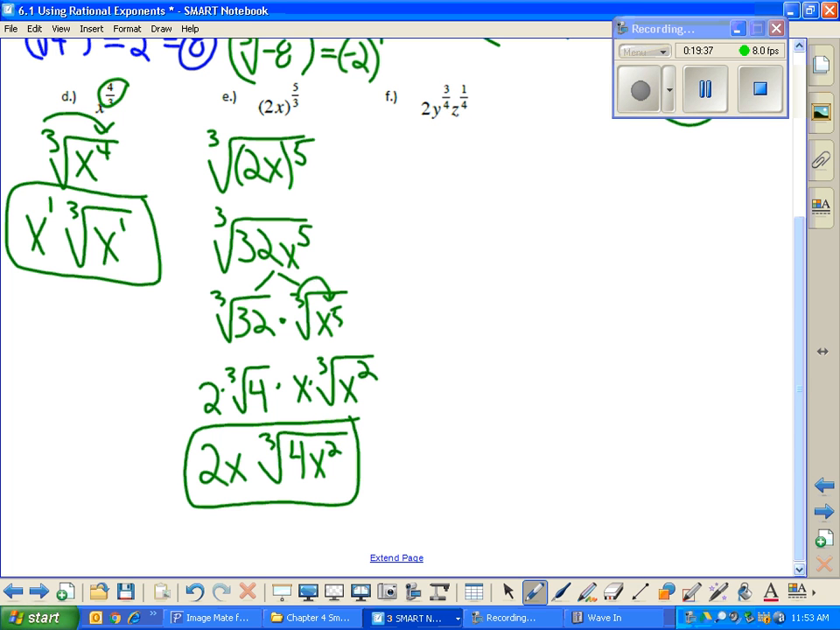And I'm going to save part F and your independent practice as warm-up for tomorrow. Tonight, you don't have anything with letters in it. Tomorrow night, different story. Lots of letters.